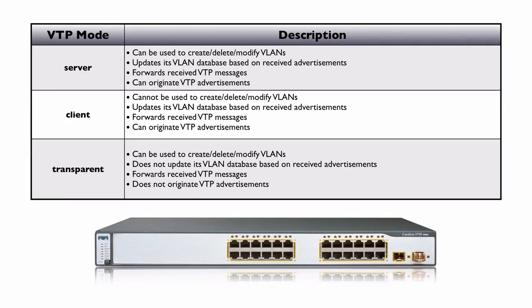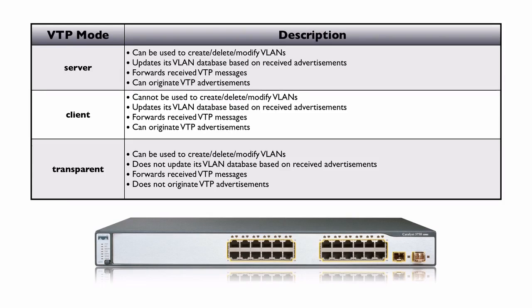Here we have our three modes of VTP operation. We've got a server mode switch. On a server mode switch, we can administratively connect via the console, via telnet, via secure shell, and on that switch, we can create a brand new VLAN, we can delete an existing VLAN, we can modify an existing VLAN, and just because we're able to make all these changes on a switch, the switch can still update its local database based on received advertisements.